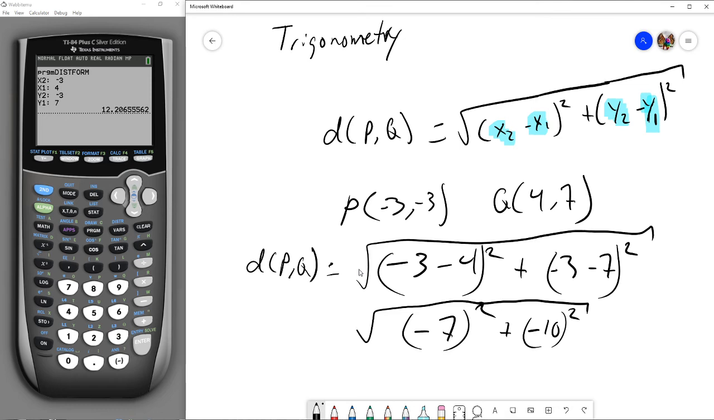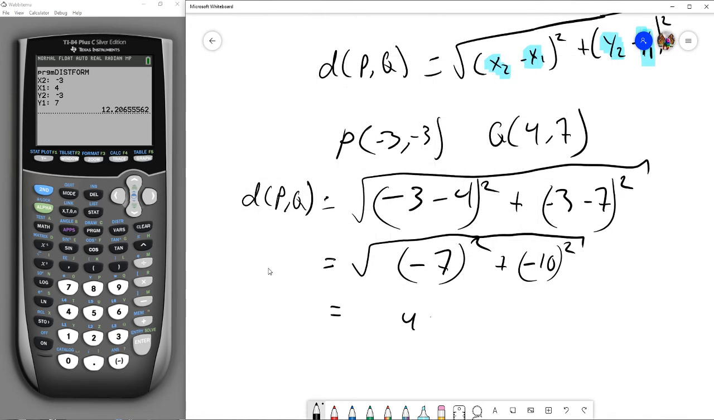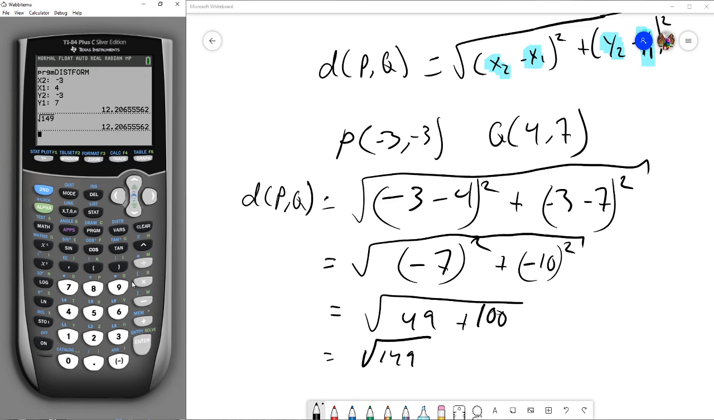Alright. So -7 squared is 49. So we have 49. -10 is 100 once it's squared. So that's square root 149. Let's see here. So let's see. We go square root 149. We should get this 12.2 value, and voila. So our program works. Awesome.